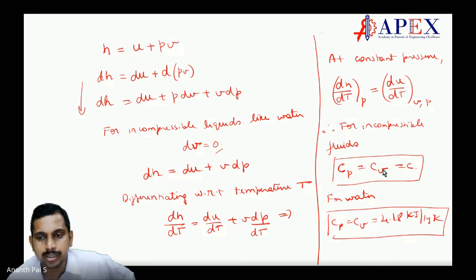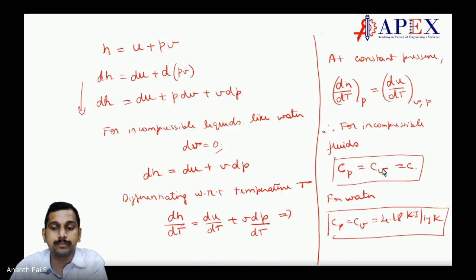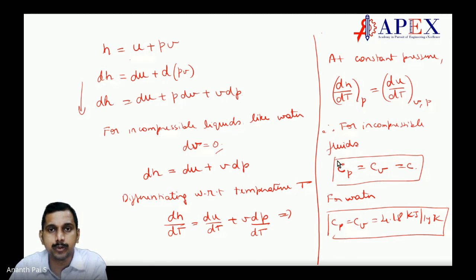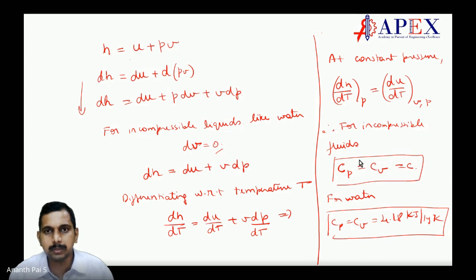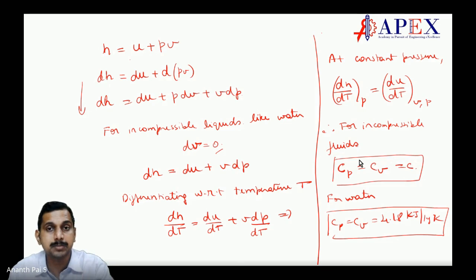But Cv is equal to Cp at constant pressure. Only at constant pressure and constant volume for an incompressible fluid. If you consider air, which is compressible, this is not valid. This is applicable only for an incompressible fluid like water.